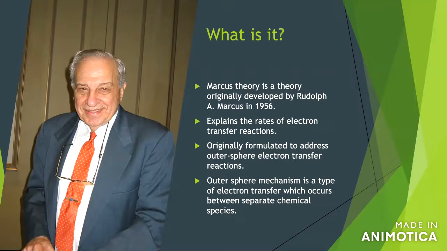The outer sphere mechanism is a type of electron transfer which occurs between separate chemical species. Here, the two species involved in the electron transfer exist separate and intact before, during, and after the electron transfer process. Outer sphere redox reactions take place with no ligand substitutions. However, electron transfer through space requires inert metal complexes and ideally ligands unable to bridge.